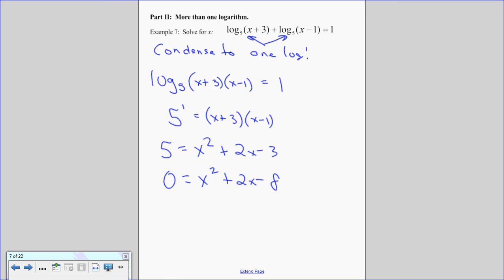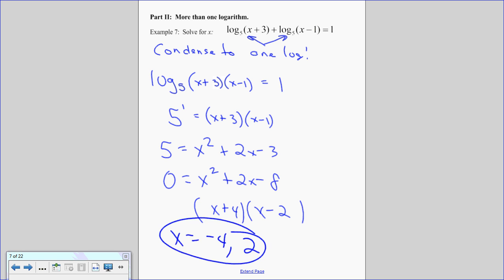All right, so this does factor. This does factor in x plus 4, x minus 2. So x is negative 4 and 2. Does anybody see it? There's a gotcha here. We're about ready to get got.